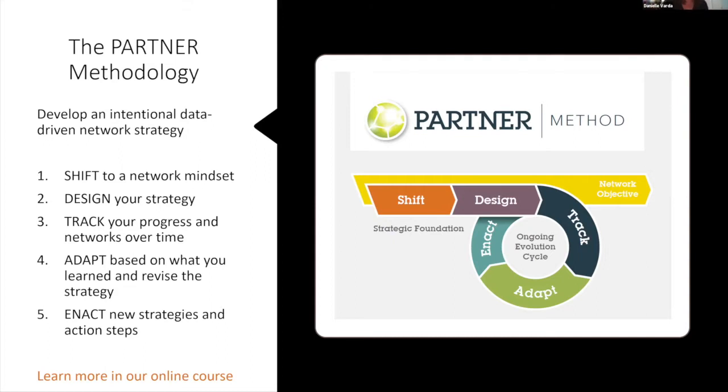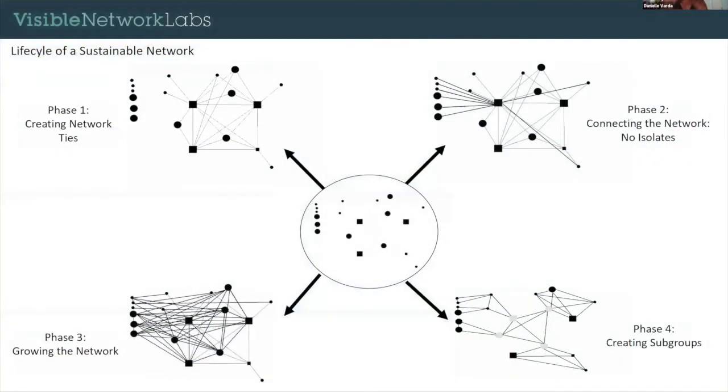So today we're really focused on step 2, which is designing your network strategy. I didn't even know that would do that. So that was really fancy.